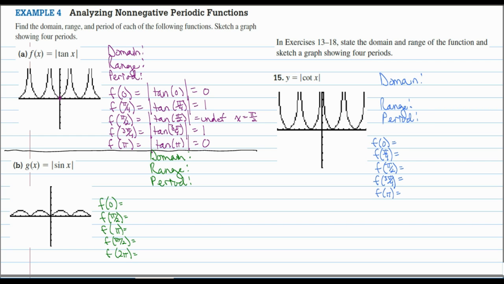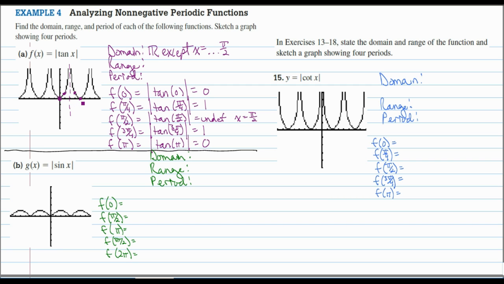So here we have the points 0, 0, pi over 4, comma 1, pi over 2, vertical asymptote, 3 pi over 4, positive 1 again, and pi, comma 0. So we've made sense of this function a little bit, and now I can actually see that the domain of this function is going to be all real numbers except x equals pi over 2.